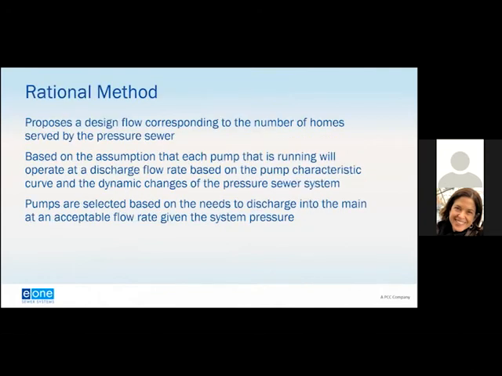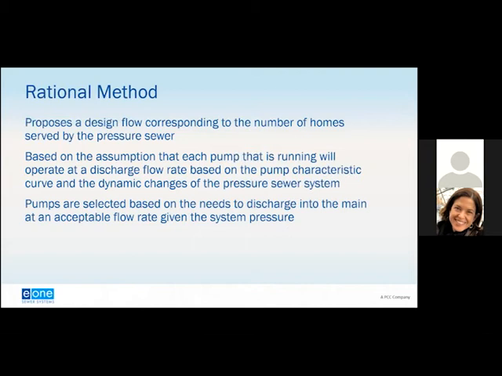The rationale method proposes that the design flow would correspond to the number of homes served within a pressure sewer service area. It is based on the assumption that each pump that is running will operate at the discharge flow based on the pump characteristic curve and the total dynamic changes in the pressure sewer system. So again, going back to that centrifugal curve, as you have changes in your total dynamic head, the discharge is going to be a point on that pump characteristic curve that corresponds with the intersection of the total dynamic head or the system curve. The pumps are selected based on the needs to discharge into the main at an acceptable flow rate given the system pressures.